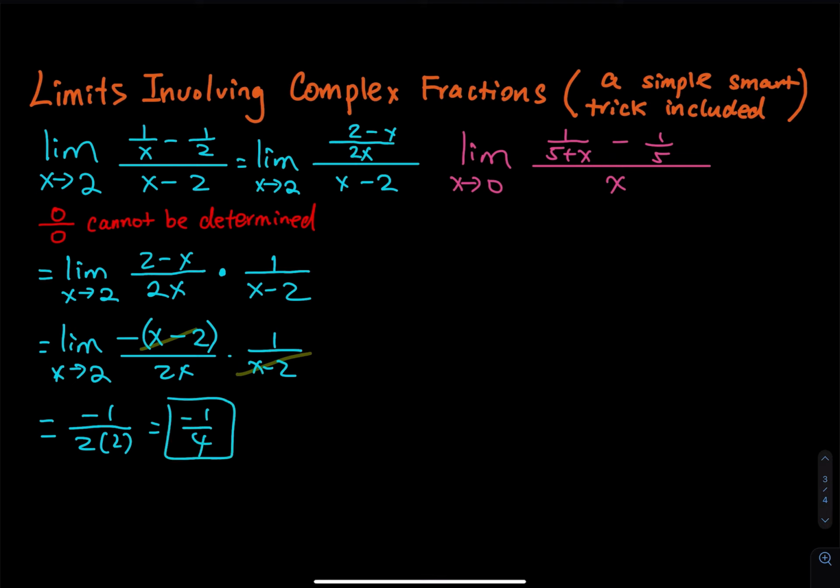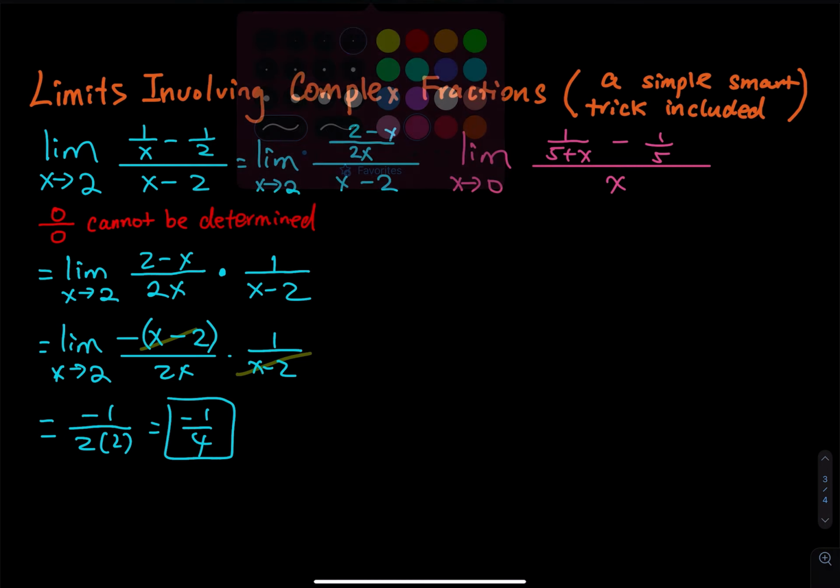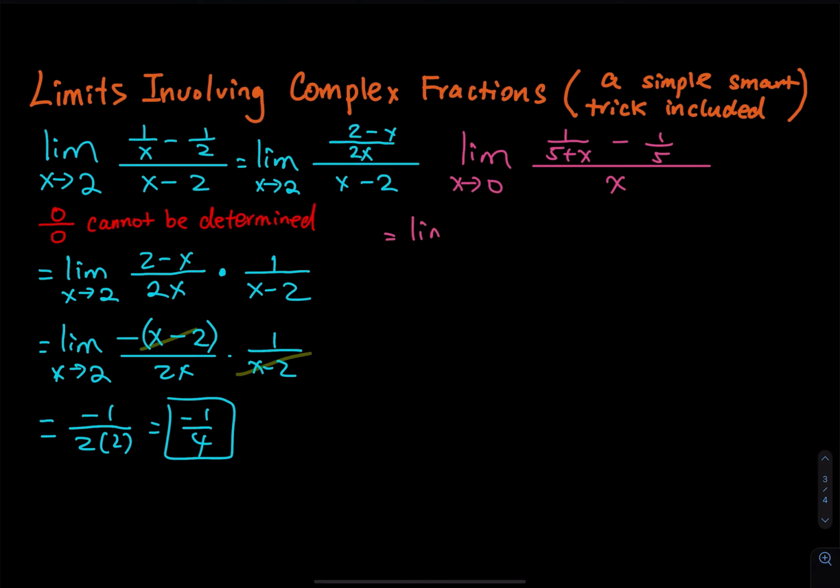Right? So next one, we have to go through the common denominator process. So let's follow the color code. So limit as x approaches to 0. So the top, we will have to get a common denominator. So the common denominator is 5 times 5 plus x. So 5 plus x, that top becomes 5 minus 5 plus x divided by x.